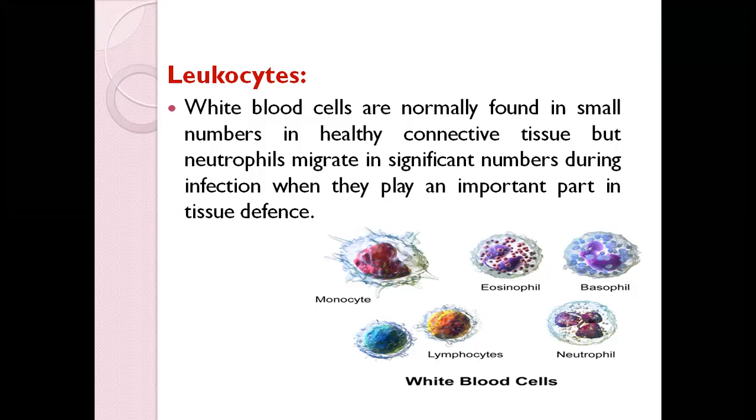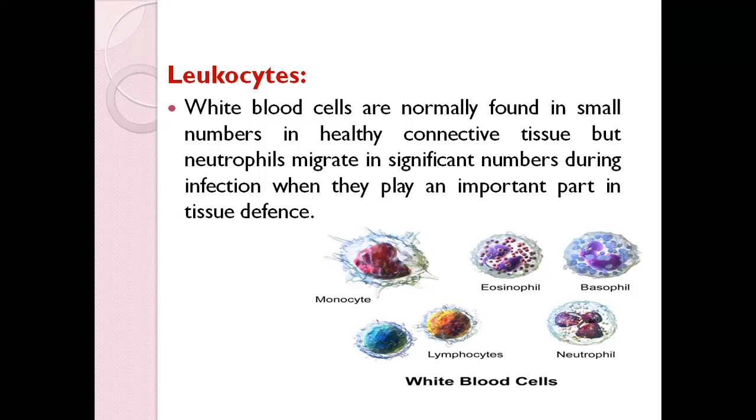Okay. And these leukocytes, again, have some subdivisions. I'm just briefly going to tell you the names. They have the lymphocytes, the monocytes, the eosinophils, the basophils, and the neutrophils. Among all these, the most abundant type of white blood cell is the neutrophils.